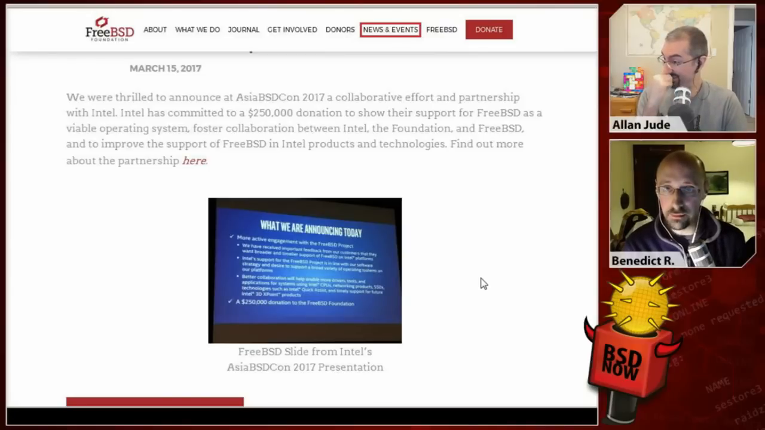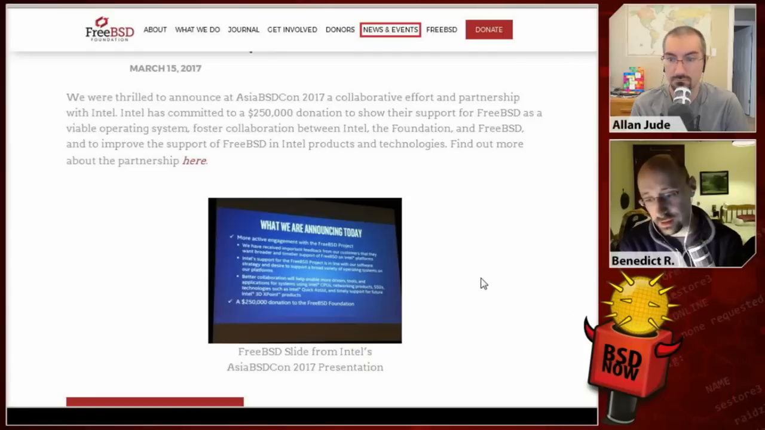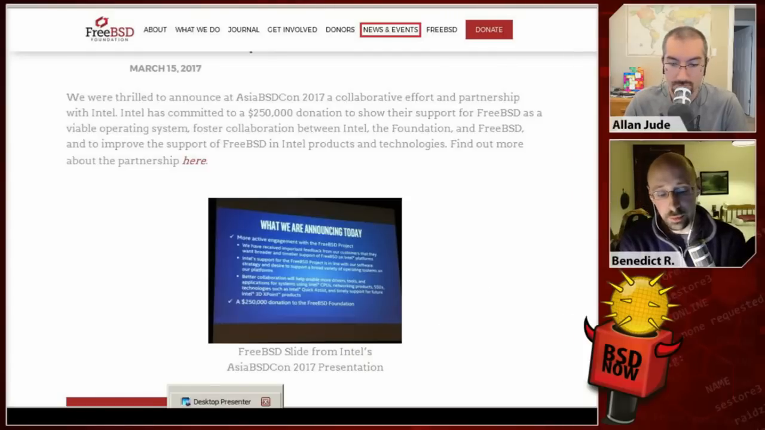So there will be future things coming out of that collaboration. And it's not only the money part that's a big thing, of course, but it's also trying to get more people talking to each other, developers from Intel and developers from the project, and trying to figure out common problems that we have and find a solution that benefits everyone. So that's the agreement on that one.